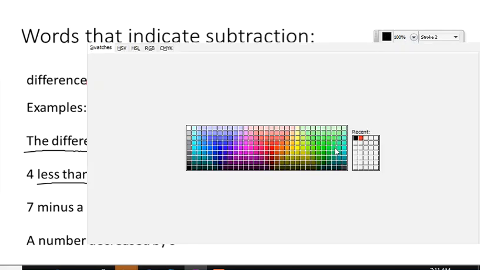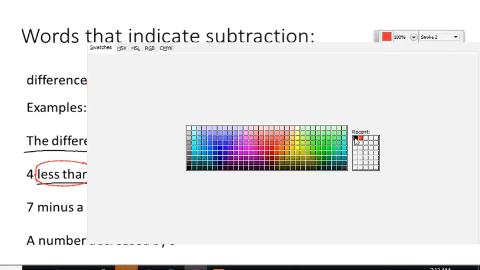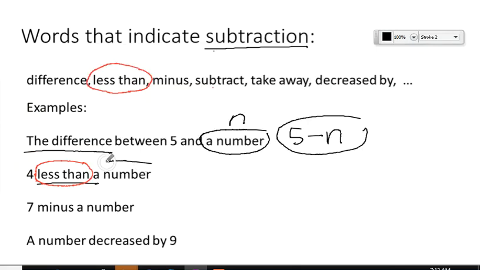Now here's that less than one that I was talking about, and I'm actually going to circle that in red. Anytime you see less than, I want you to be alert, so that you don't do this in the wrong order. Whenever you see less than, you can't just substitute a subtraction sign in for that. Instead, when it says 4 less than a number, you have to write down a number first, and then it's 4 less than that. That's what's tricky about it.